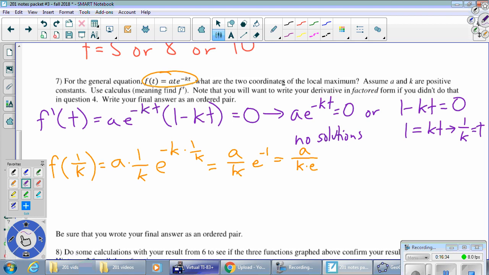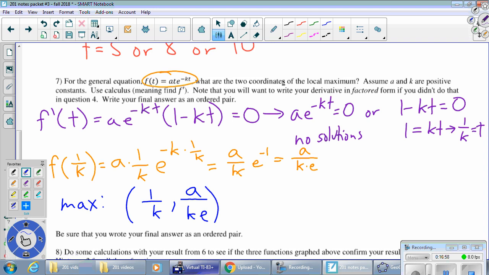So that means the coordinates of our point. Now I'm saying it's a max here. Technically, we should verify by using the first derivative test that it is a max. We're not going to do that here. But assuming it's a max, the coordinates are: input we said was 1 over k, and output is a over k e.